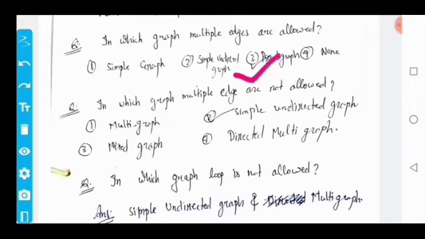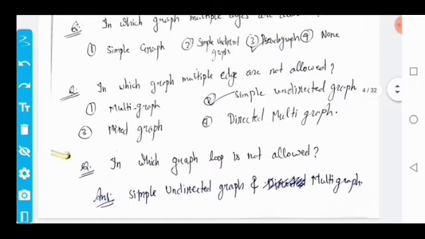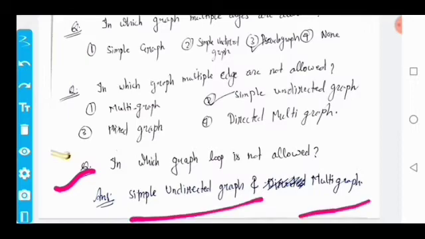Next is, in which graph are multiple edges not allowed? So first is your multigraph, second is your simple undirected graph, third is your mixed graph, and fourth is undirected multigraph. So the correct answer is your second, simple undirected graph. Now come to the next question, in which graph is a loop not allowed? So the answer is your simple undirected graph and multigraph.